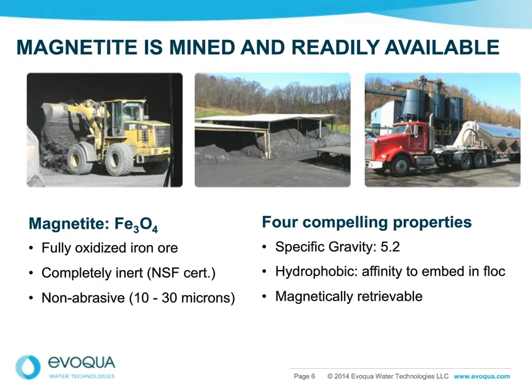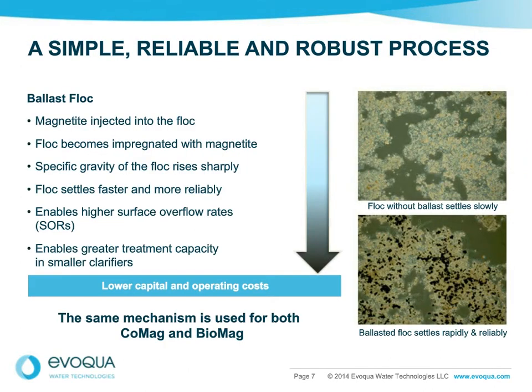Now, the process of getting the magnetite into either BIOMAG or COMAG is pretty similar in both processes. You generate solids, whether you're going through a flocculation step or a biological process. We have a mixed tank where we add the magnetite in and mix it up for a couple of minutes, and it gets readily impregnated into the floc particles or penetrates into the floc particles. It increases their weight so they readily settle.